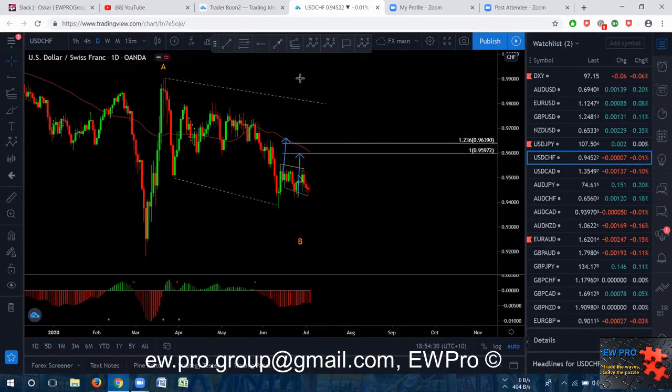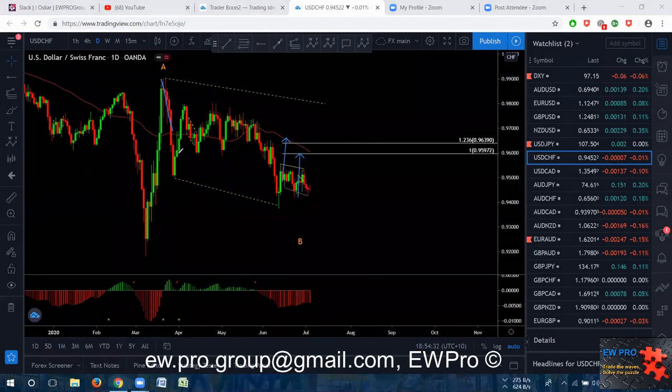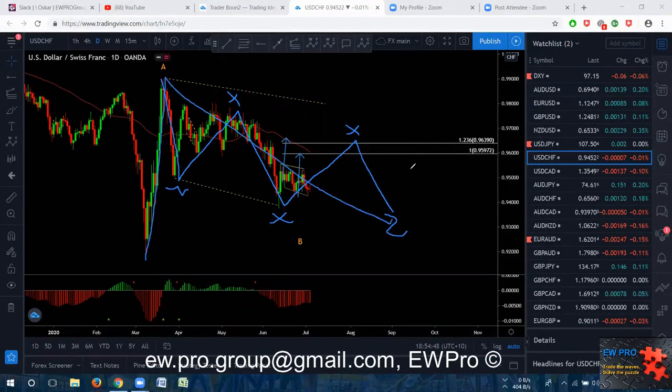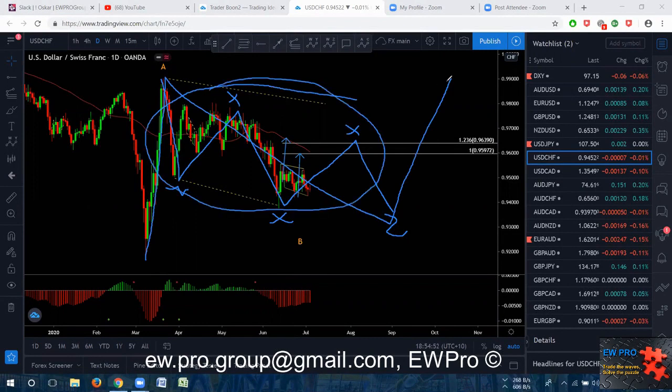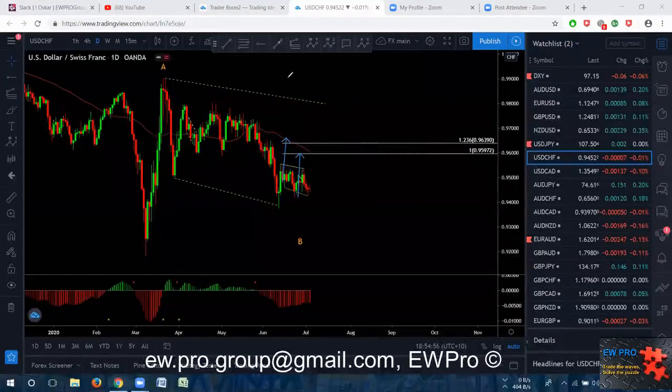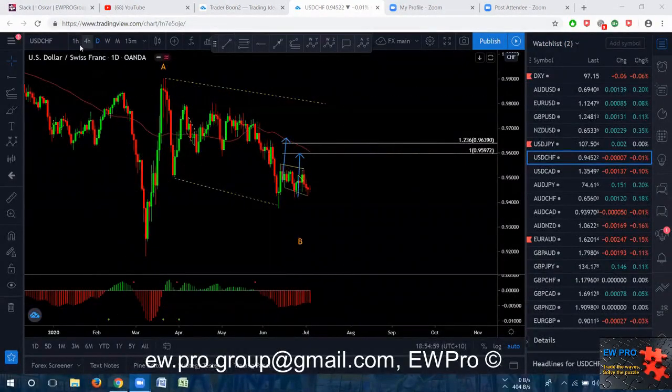So this is very choppy in here. So we could get something like this: W, X, Y, X, Z before we get this A, B, C. So it's going to be quite tricky to trade at the moment. But we can trade it on the lower time frames.